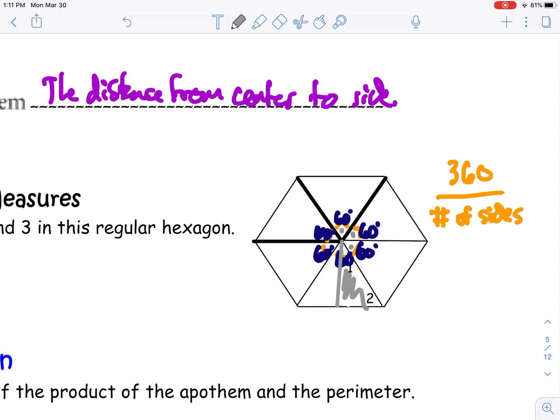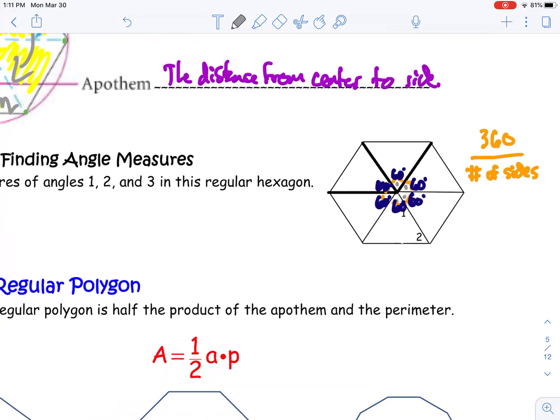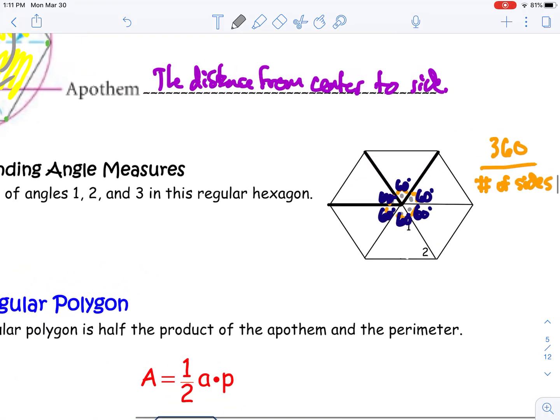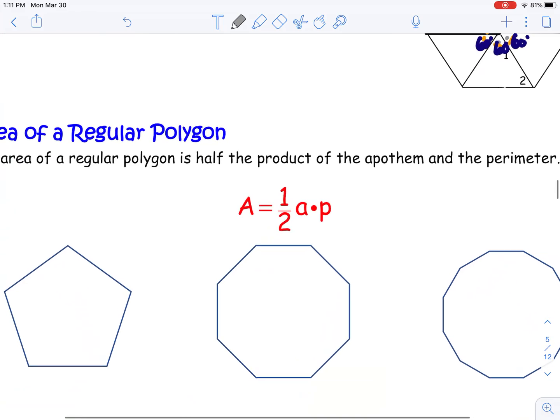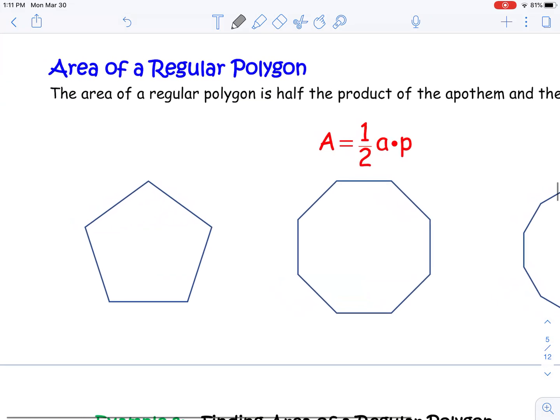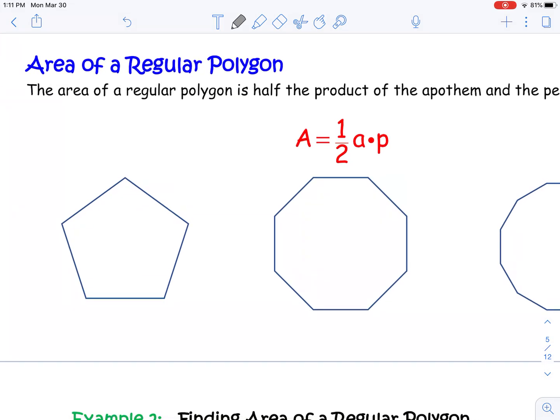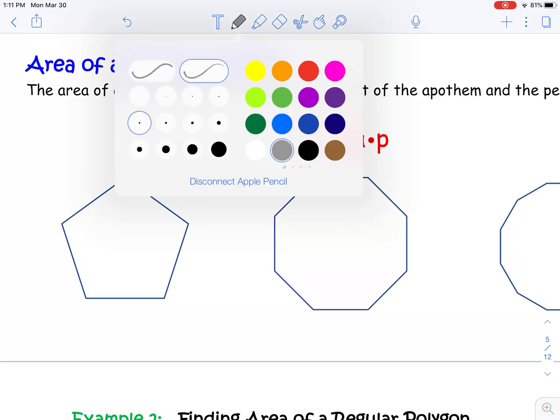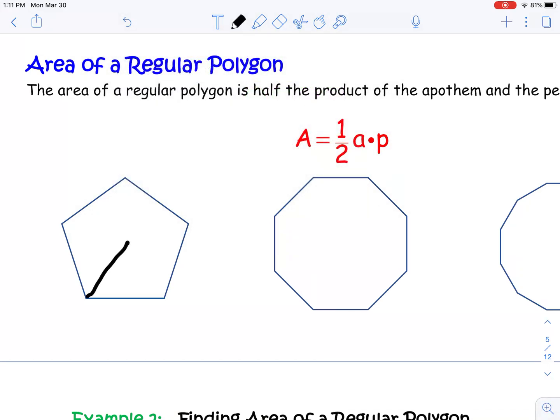Now, let's say you want to have a formula to work with that allows you to find the area of a regular polygon without finding the area of a triangle and then multiplying a bunch. There is a formula for the area of a polygon, and it's written like this: 1/2 the apothem times the perimeter. And this is directly related to the idea of drawing in these triangles.